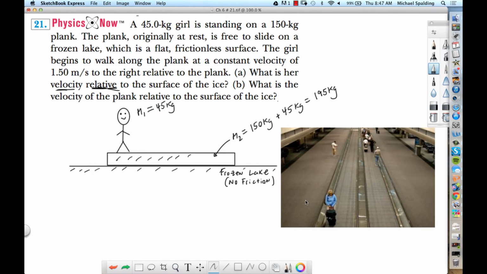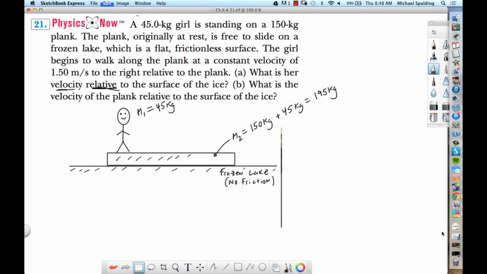This problem has some tricks. Let me erase this picture. The first trick to this problem, they give you the mass of the girl. The mass of the girl is 45 kilograms, and she's standing on a plank that has a mass of 150. Now, not many kids would think to do this, but here's the thing. If you're standing on a plank like this, basically the mass of the girl becomes part of the mass of the plank because she's standing on the plank.